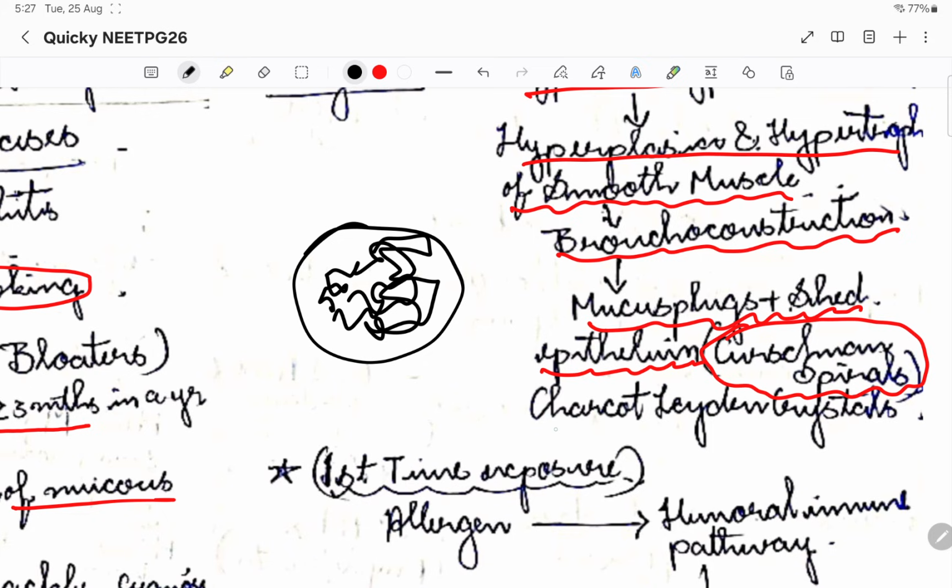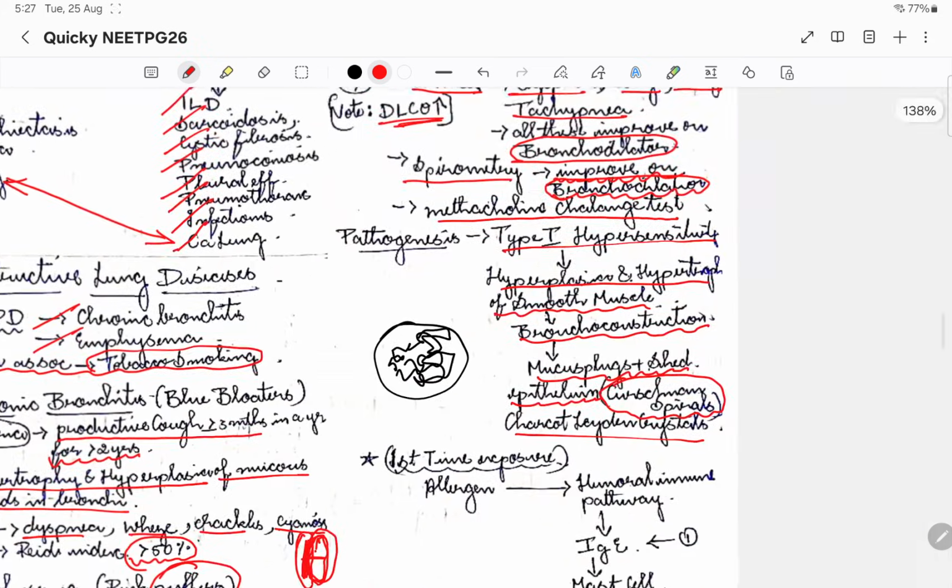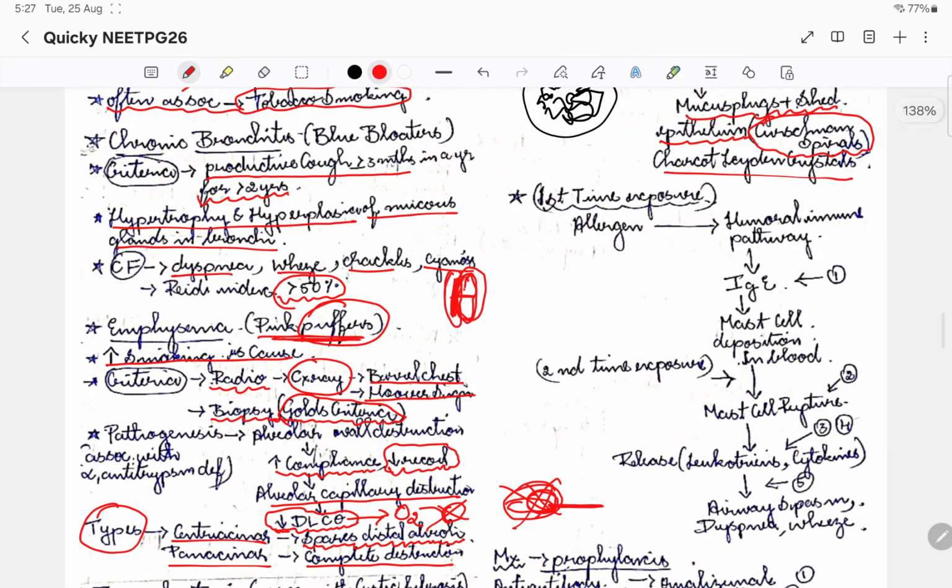Okay, so charcoal-laden crystals will also be pathognomonic of asthma. Please remember this is the pathogenesis. Now let us see the deep pathogenesis: how exactly the pathogenesis occurs inside, and also the targets we can use with respect to treatment of asthma.